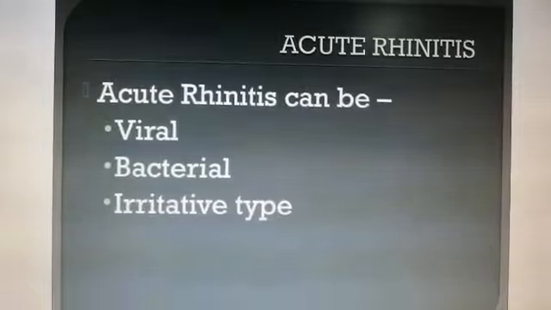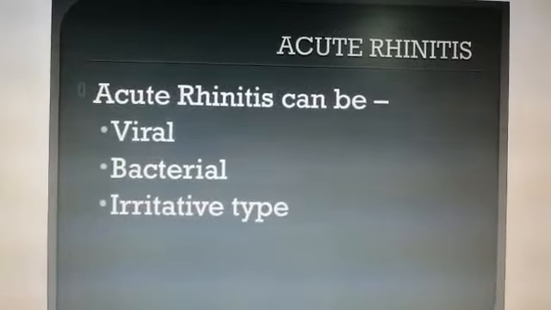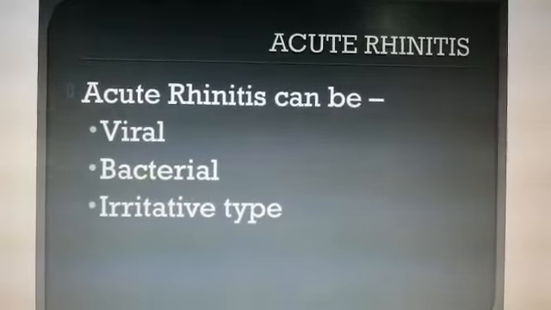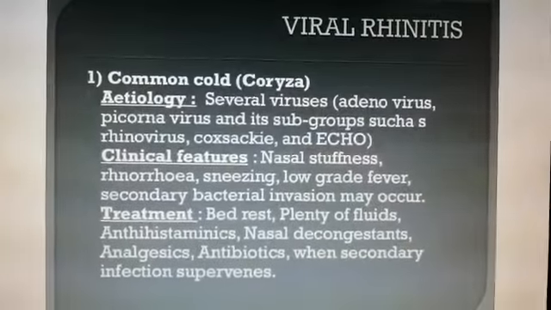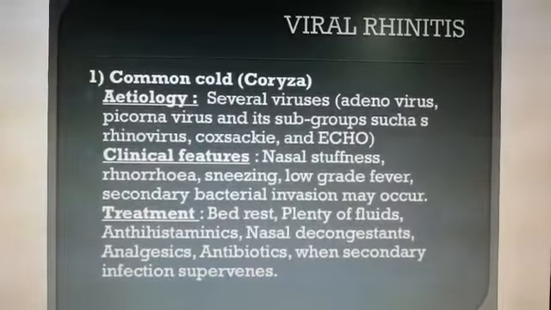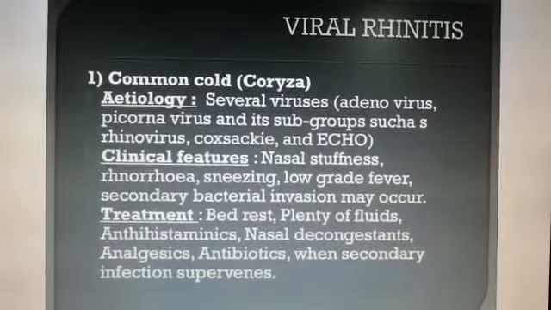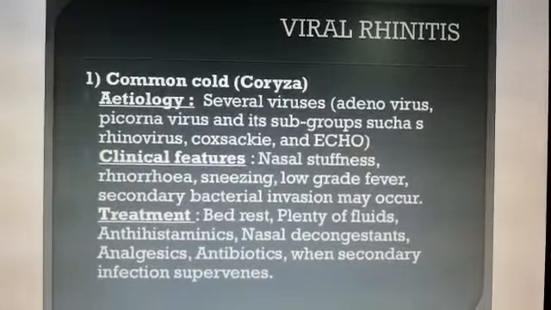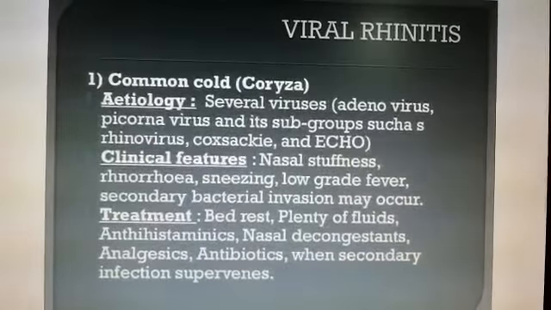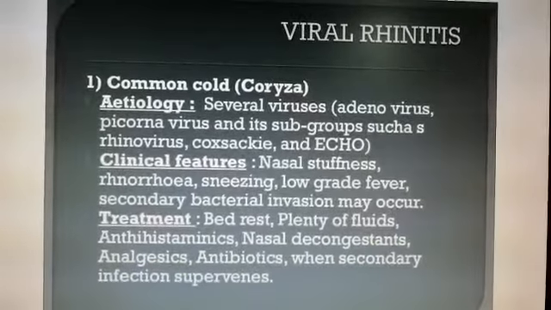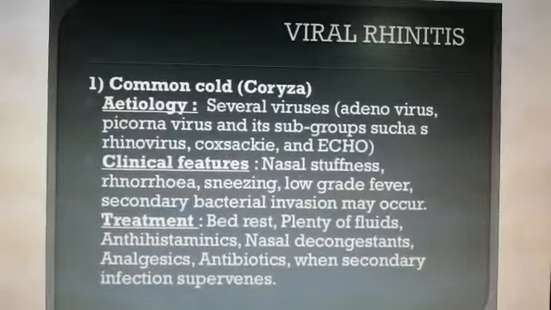The first type of acute rhinitis is the viral rhinitis. And the viral rhinitis is divided into three types. That is the common cold. The medical term for this common cold is coryza. The second is the influenzal rhinitis, which is due to influenza. And lastly, there is a viral infection that is due to exanthemas. We'll be discussing it in detail later on, but right now we adhere to common cold.